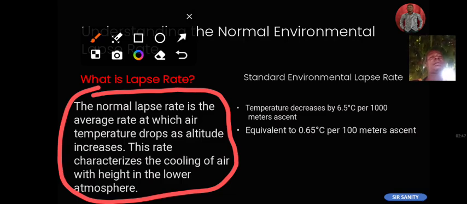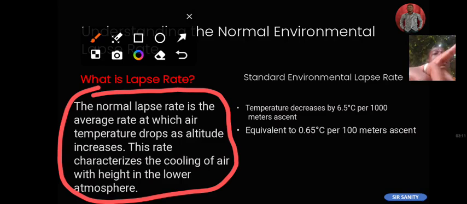And this rate characterizes the cooling of air with height in the lower atmosphere, not in the higher part, in the lower atmosphere. That is the cooling of air with height in the lower atmosphere. That is environmental lapse rate. That is where you say that the higher you go, the cooler it becomes.